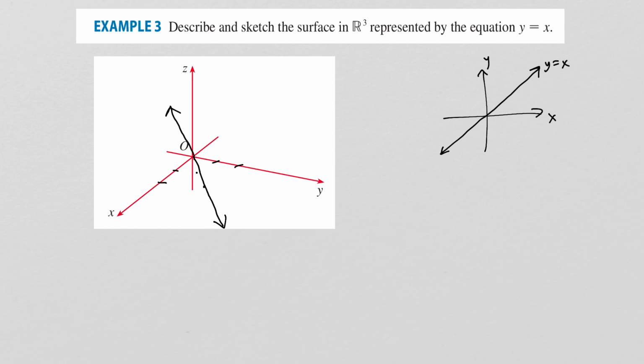But again, z is not mentioned in this equation. And that means that z can be anything. So not only do we take all the points on this line, but we take any point above the line or below the line. And so this is yet another plane. And I will bring in a better picture of this now.